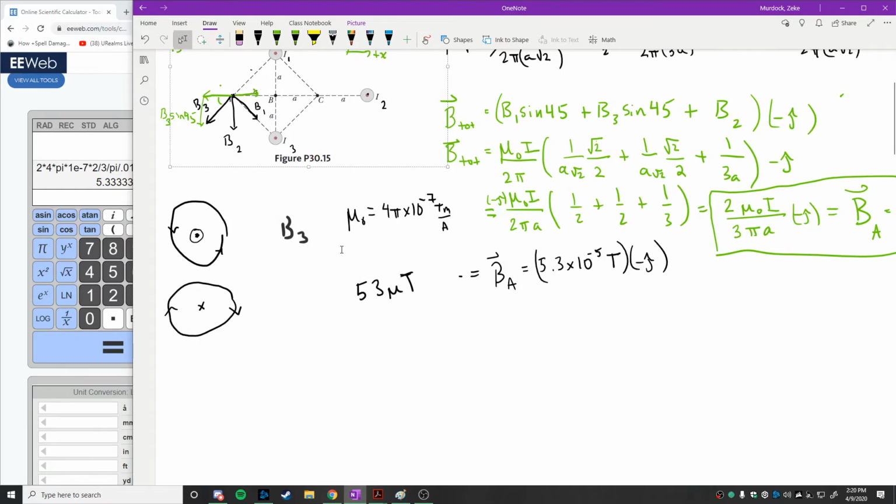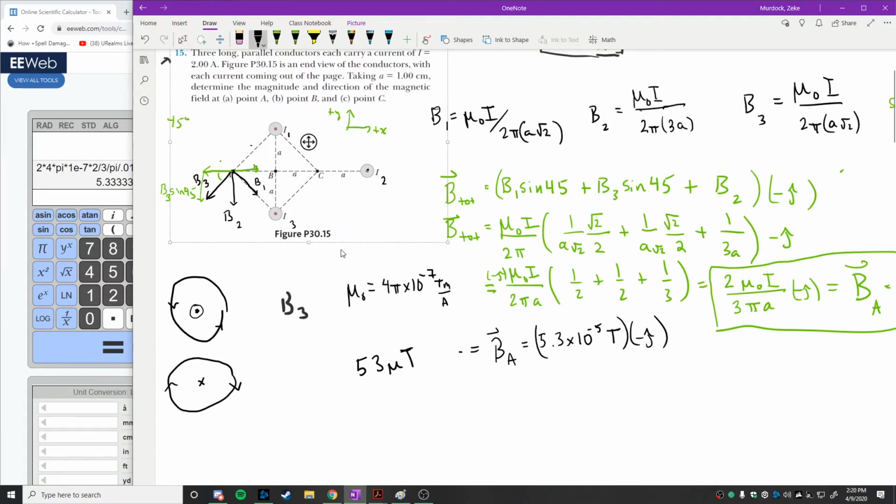You're going to find the magnitude of the magnetic field at point B, and the magnitude of the magnetic field at point C. Okay? I'll give you like 5 to 10 minutes, however long it happens to take. I don't know how long it's going to take you. Just to make sure you guys understand this, and then we'll follow up.